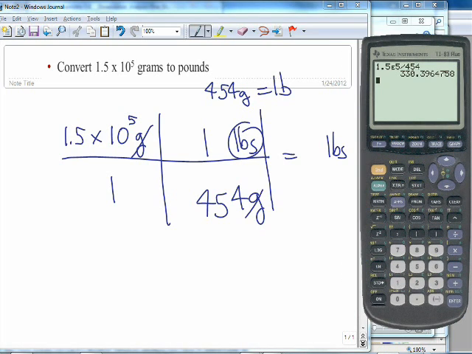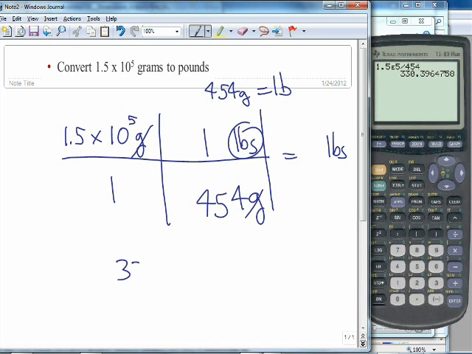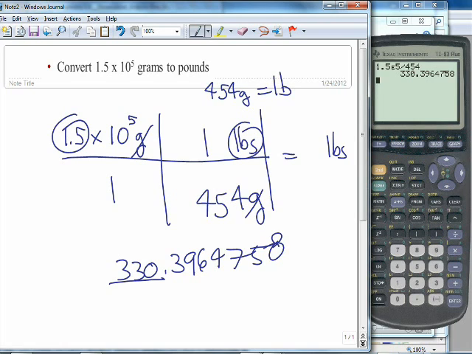So let's see what we get. Now we get 330.3964758. But we have 2 significant digits here. So we're going to use 2 sig figs in our final answer. So our final answer will be 330 pounds, 2 sig figs.